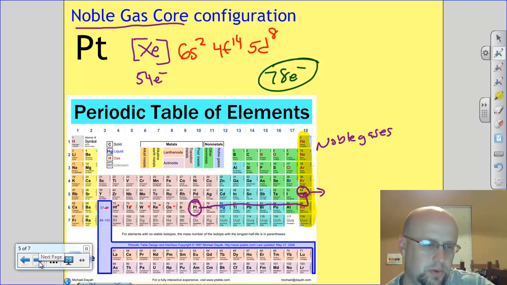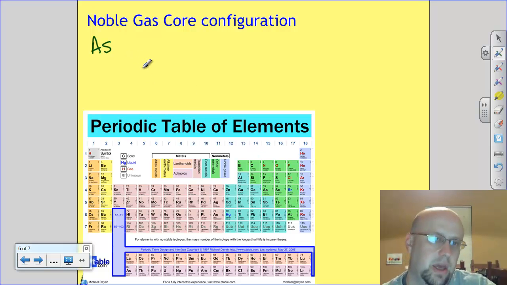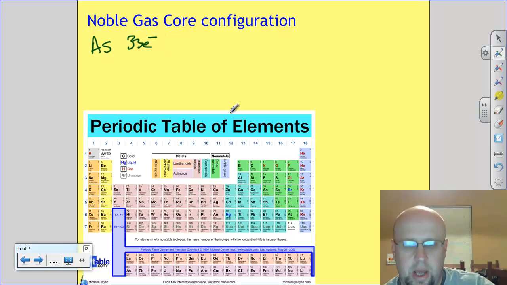Okay, let's work another one of those real quick, a little simpler one, just to make sure that we know what we're doing. In this case, let's do arsenic. As, it has 33 electrons, and it wouldn't take us that long to write the whole thing out. Let's go ahead and do noble gas core. Arsenic's right there. Draw my line over the noble gases, and then I go up one.